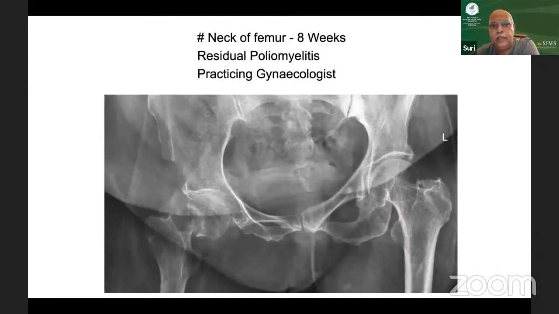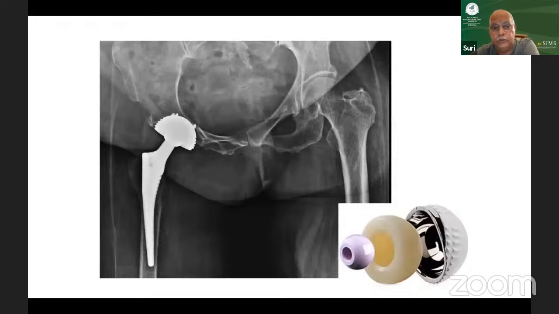This is a neck of femur, 8 weeks old, residual poliomyelitic limb, practicing surgeon. The power is borderline. Certainly, I think dual mobility. These are not very high demand patients. They are prone to probably a pelvic tilt, pelvic rotations. I think a great option to use is a dual mobility in this case.